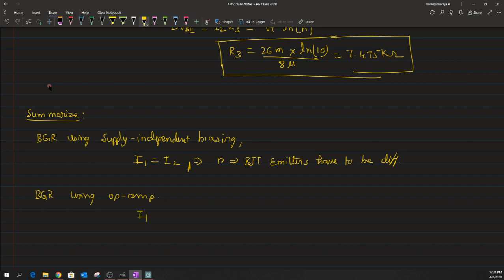Whereas when we go for a BGR design using an op amp, in this case our I1 can be completely different from I2. So they can be equal, but they need not have this particular spec. So I can have different values of I1 and I2. In that case, the BJTs' emitter areas can be equal. Okay, so this is a small observation that you can use.